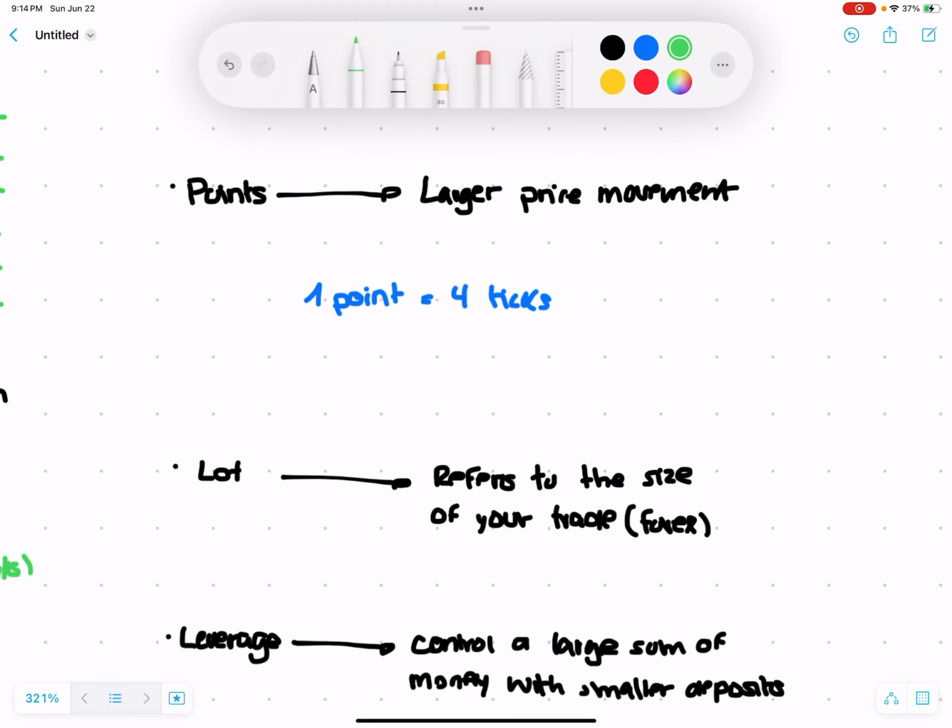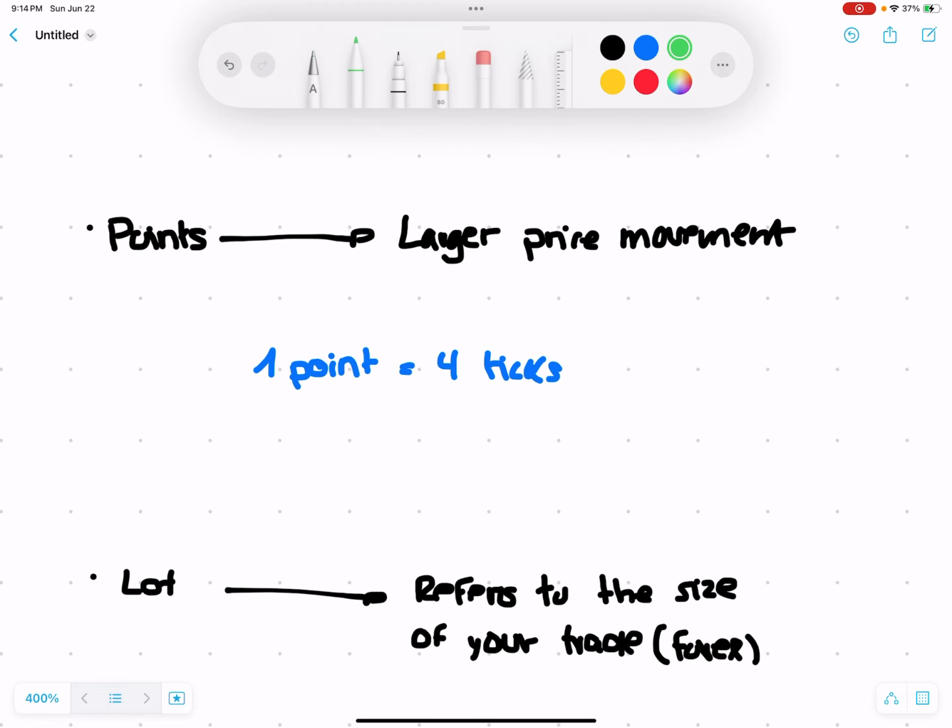All right. Now, what is a point? We talk about points both in futures and Forex, actually.